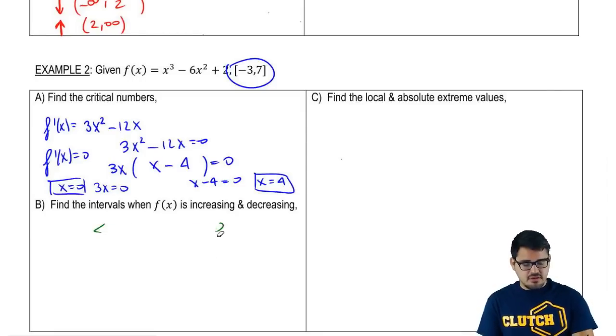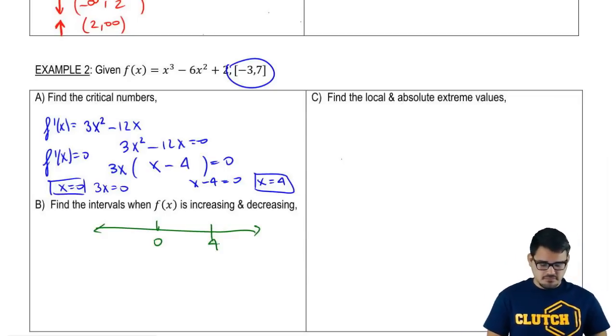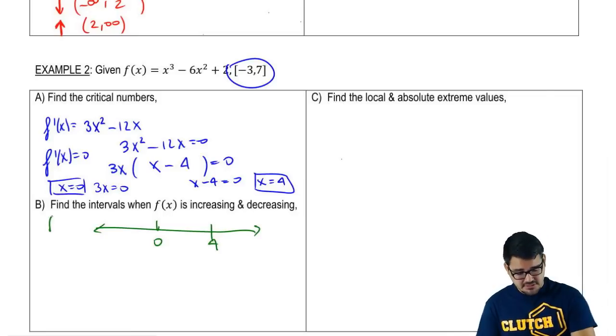Draw the number line. Let's make it a little bigger since we have two critical numbers now. Let's put 0 here and let's put 4 here. It doesn't matter that they're not equally spaced. And let's make sure we label it.